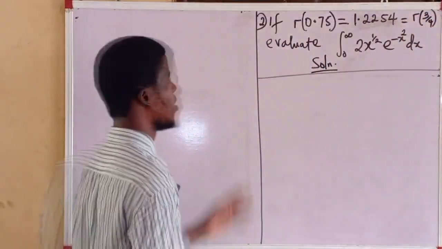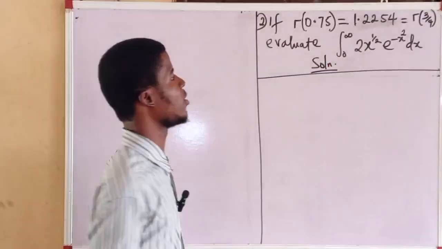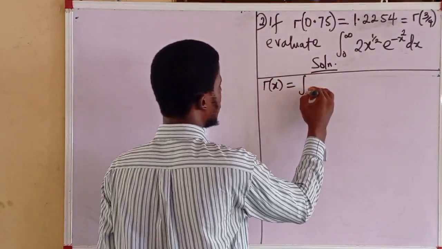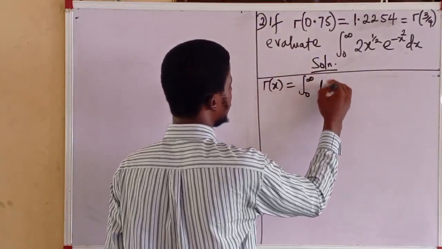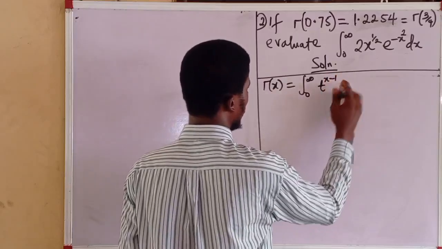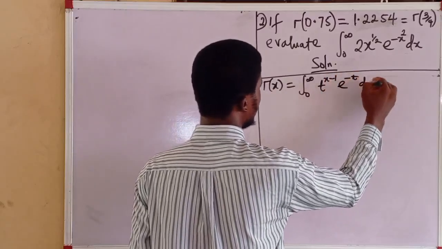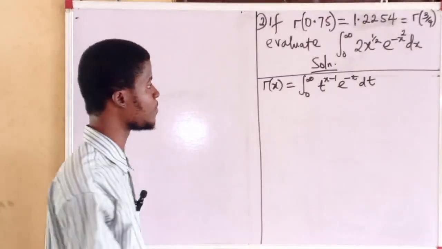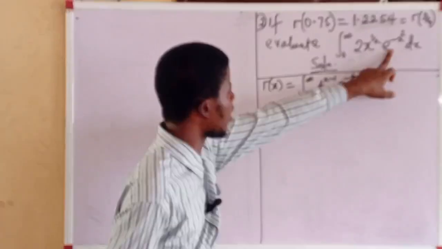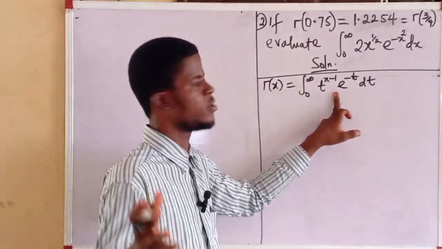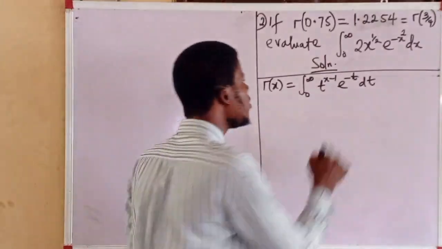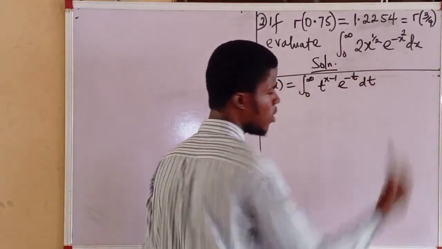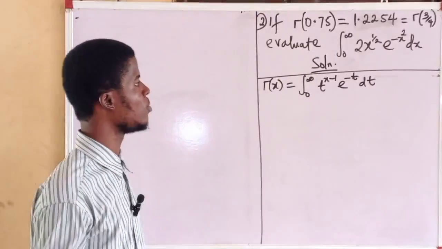Okay, so let's see. Now, let's write this integral in the standard form. That is, the gamma function of x is the integral from 0 to infinity of t to the power of x minus 1 times e to the power of minus t dt. So let's write this integral to look like this. That's what I mean by standard form. Looking at this integral and this, they are not the same. They don't look alike. T here is having a power of 1, but x here is having a power of 2. So we have to make some modifications.